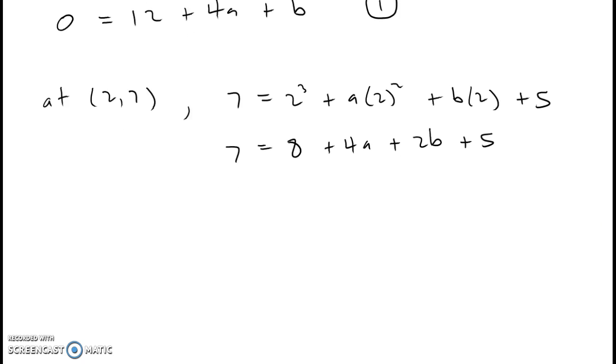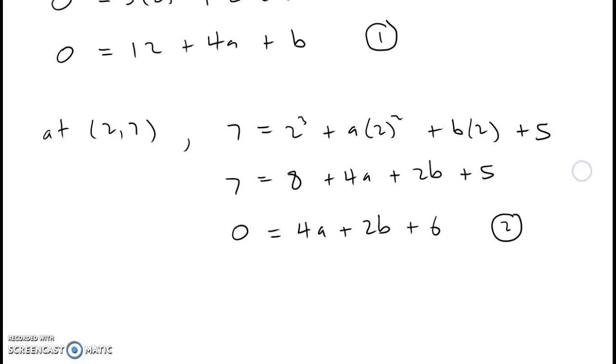Let's make that equal to 0. So we'll get 0 is equal to 4a plus 2b plus 6. Alrighty, let's call that equation number 2. So we've got this first equation here, we've got this second equation here. We need to use simultaneous equations to find a and b.